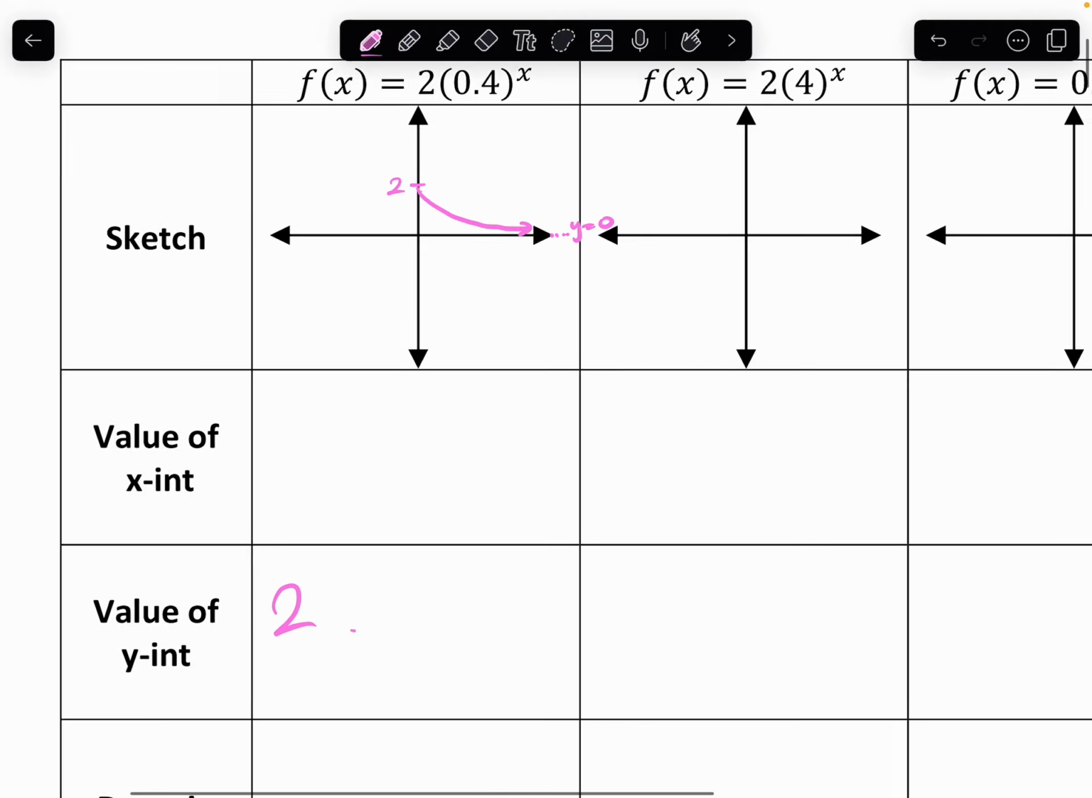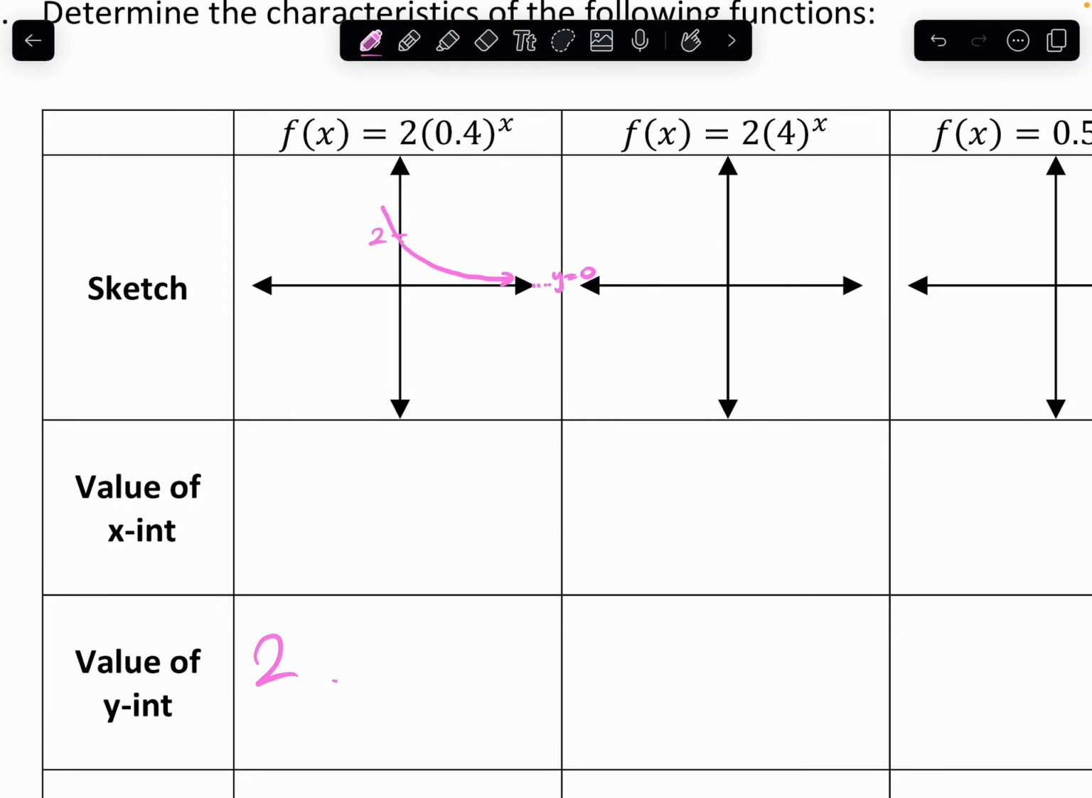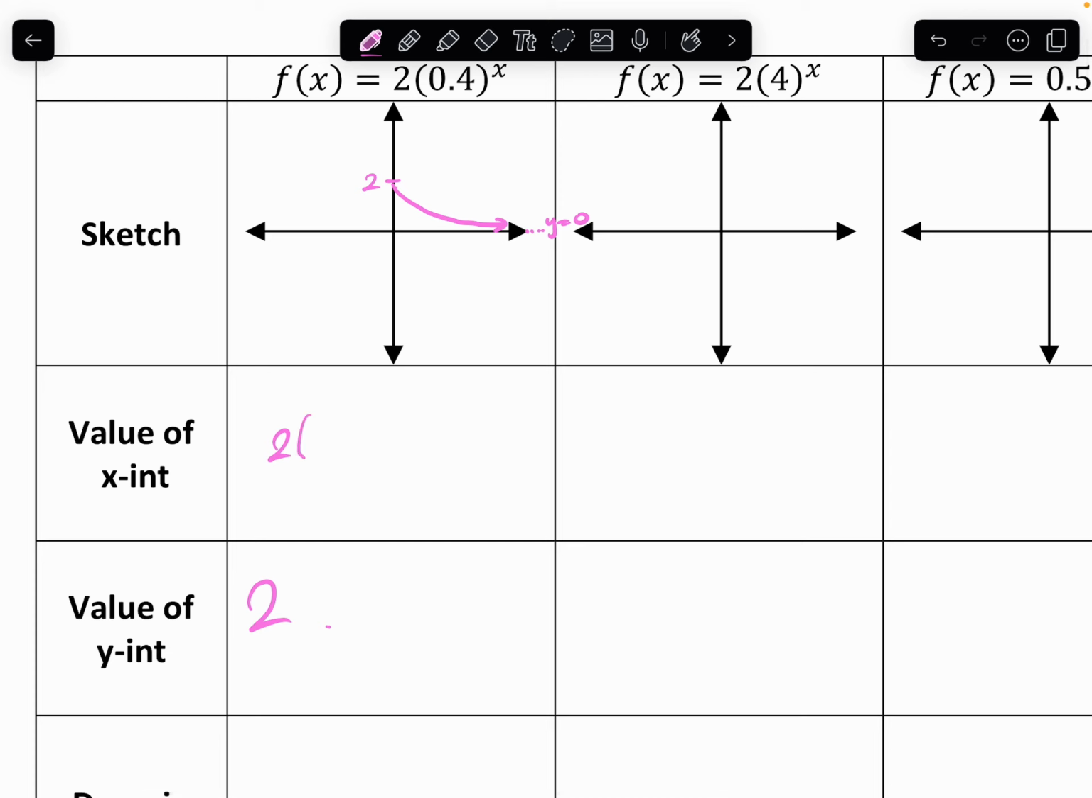Now, on the other side of this 2, because it can have a negative value of x, it's going to keep going up, and here's why. If we have 2 times 0.4 to the negative x, that is like saying 2 divided by 0.4 to the x, and the more negative x is, you're going to be dividing by a smaller and smaller number, because like we just said, the more times you multiply 0.4 by itself, the smaller the number is going to get.